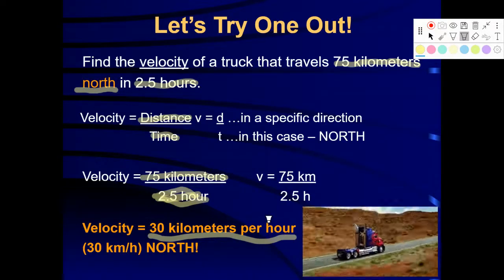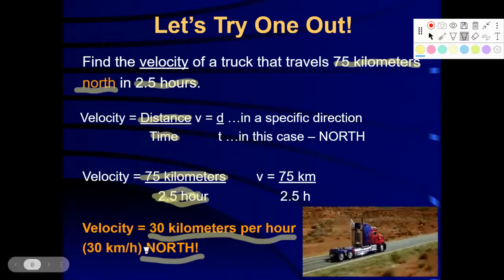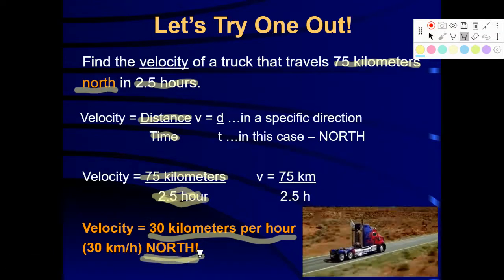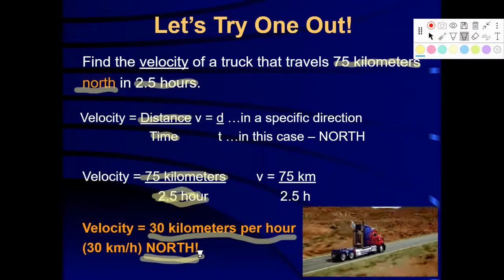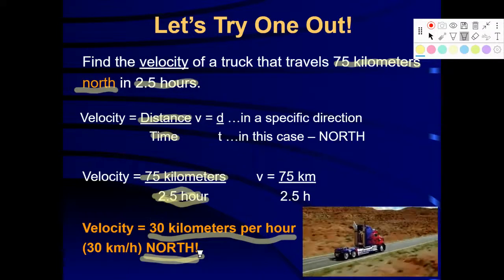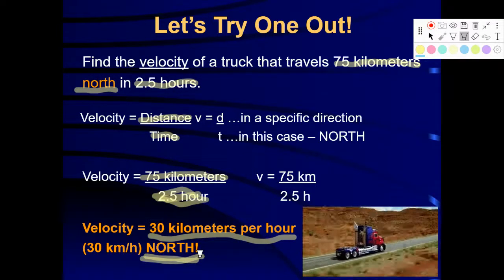This would be incomplete for velocity unless you add this right here, all caps, exclamation point, and I even underlined it here twice, north, right? You got to give a direction if it's velocity. So 30 kilometers per hour north, or you could say 30 kilometers per hour in a northward direction, or 30 kilometers per hour northward, right? You have to make sure to give that direction.